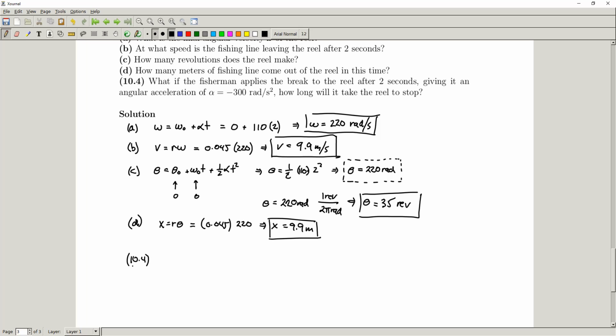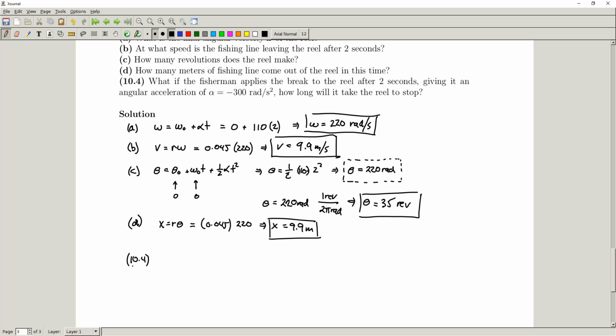Okay, so in 10.4, basically they stop with this example of the fishing rod, and then they reintroduce the fishing rod in 10.4, and they simply ask, what if the fisherman now applies the brakes after 2 seconds, giving it an angular acceleration alpha of minus 300 radians per second squared. So how long will it take for the reel to stop, right? And so we have a new angular acceleration here. So we have to be careful.